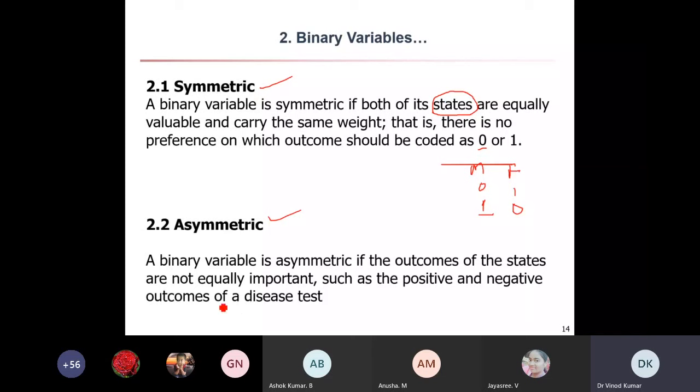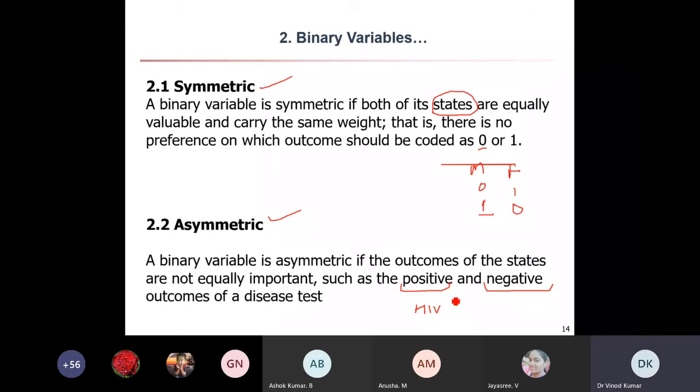In asymmetric variables, both states don't have equal importance, so those variables come under this category. Positive and negative, we can understand this with one example. Like for a disease, an HIV test is there. So which one has more weightage?